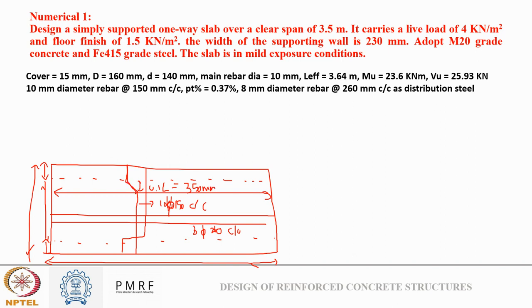Okay, so around this length you need to bend this. So this is how your top view will appear, and then you need to show the section view also. If I see along this direction, and if I see along this direction, how it will appear. So you need to show that also. I hope how to show that is clear to you.